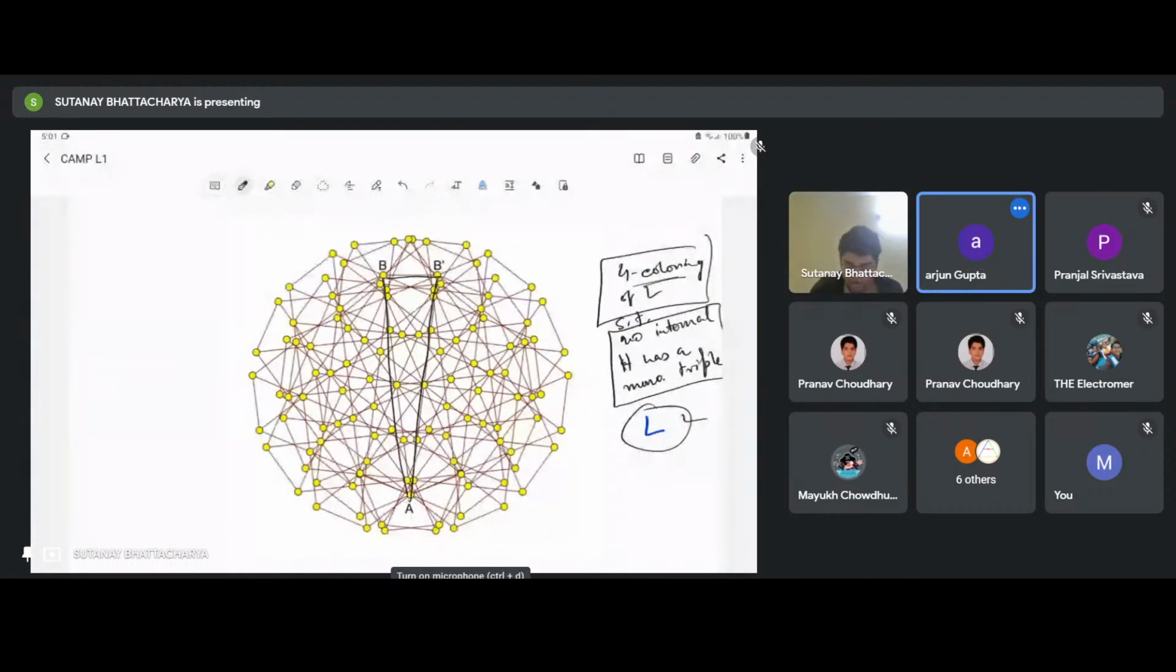So, unraveling the contradiction and taking the contrapositive: if you don't allow contradictions to seep in, that means at least some internal H has to have a monochromatic triple in it.